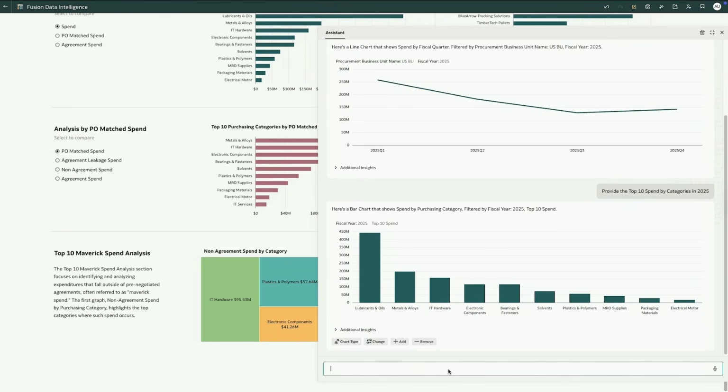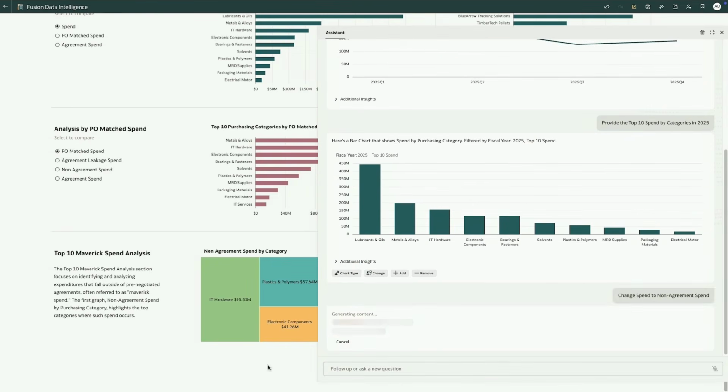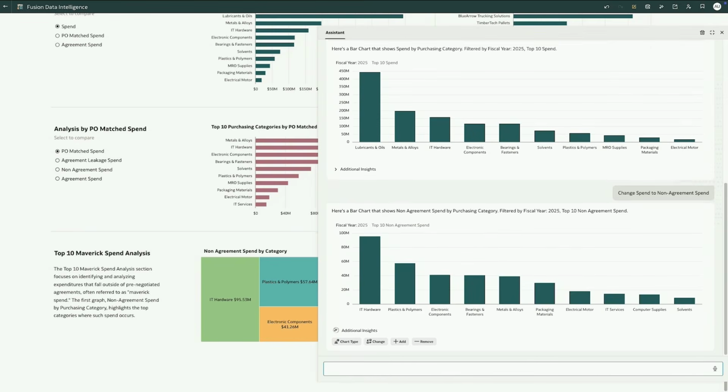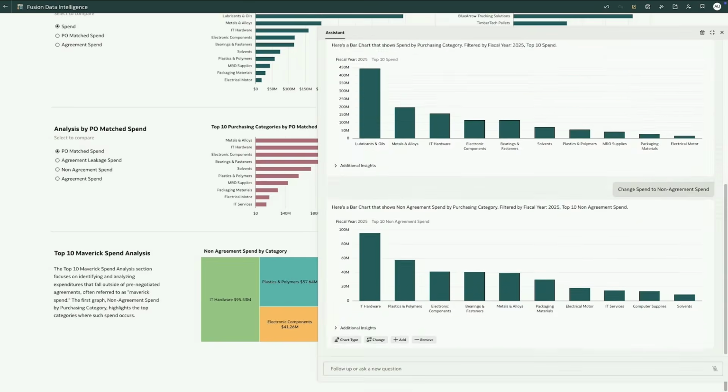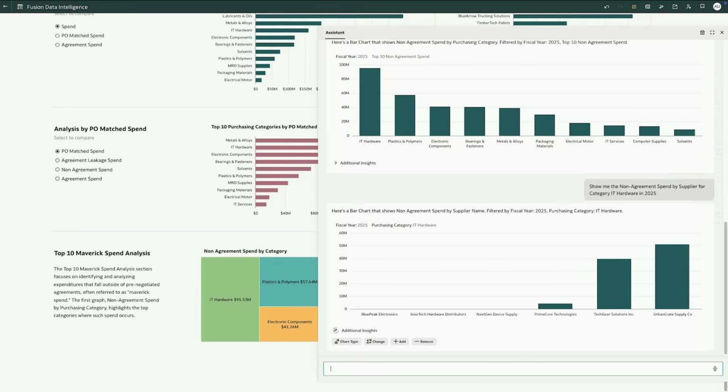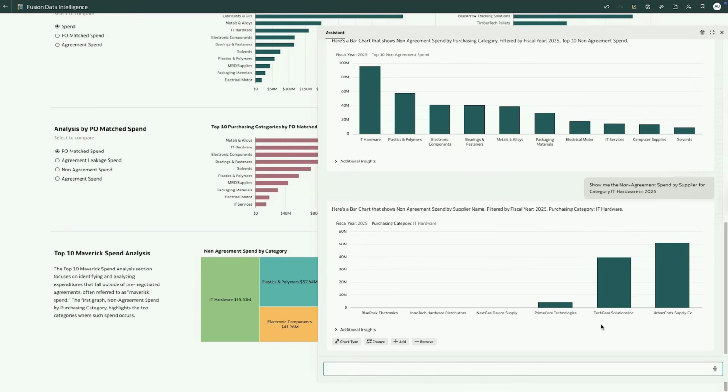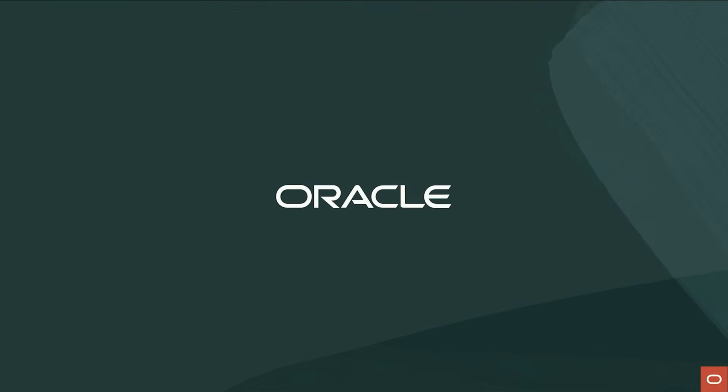He now wants to do analysis by looking into the Maverick spend. From this view, Alex sees a large amount of non-agreement spend tied to specific categories. This represents spend leakage and a major opportunity for savings. He drills deeper to see the supplier information. Alex clearly sees suppliers where non-agreement spend is high. This highlights an opportunity to potentially consolidate contracts, reduce leakage, and evaluate relationships. This is Fusion Data Intelligence with the power of AI Assistant, turning natural language questions into instant, actionable insights, empowering faster, more confident decisions.